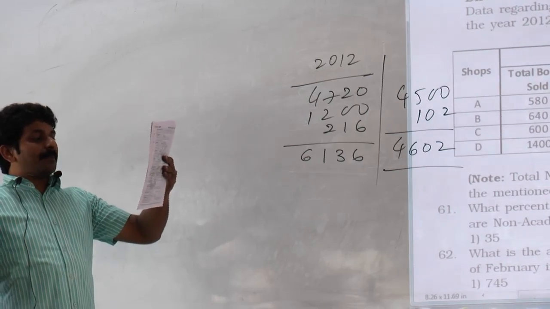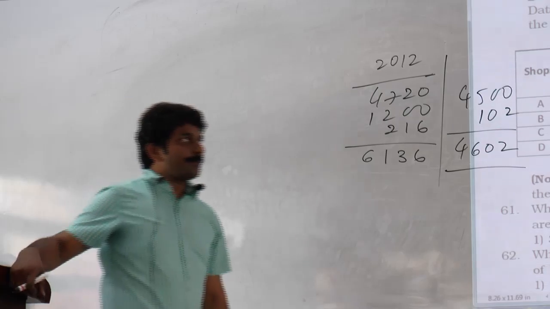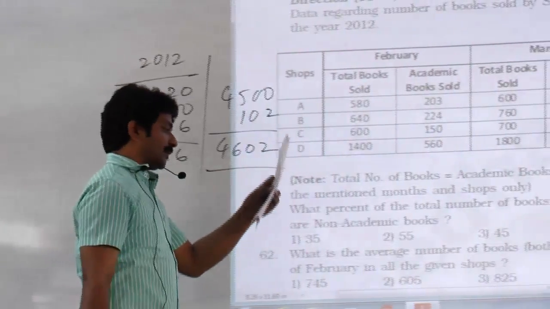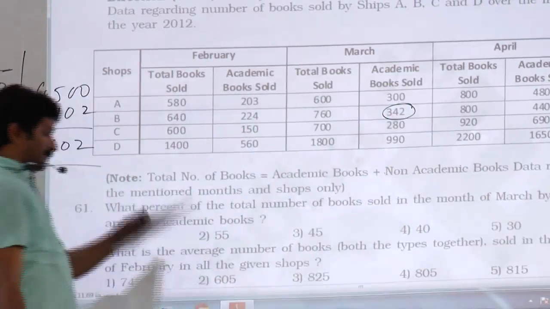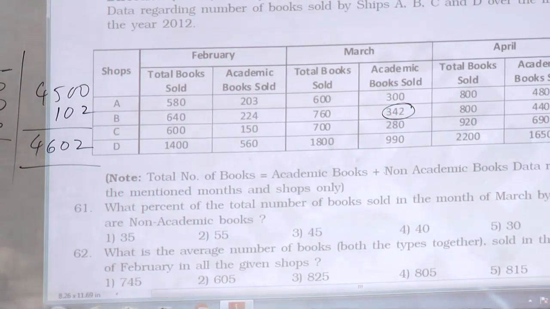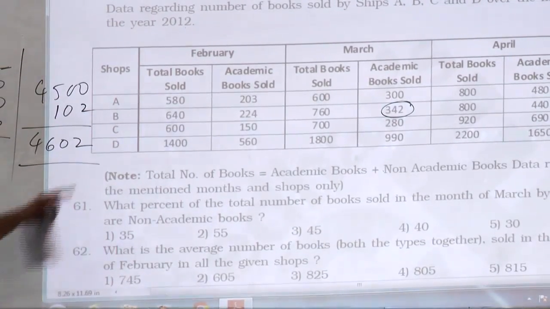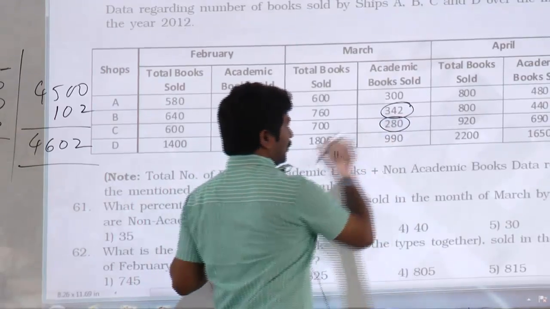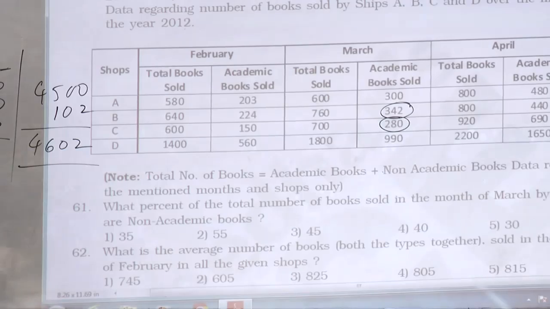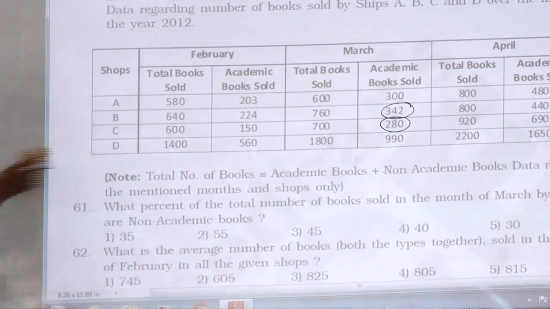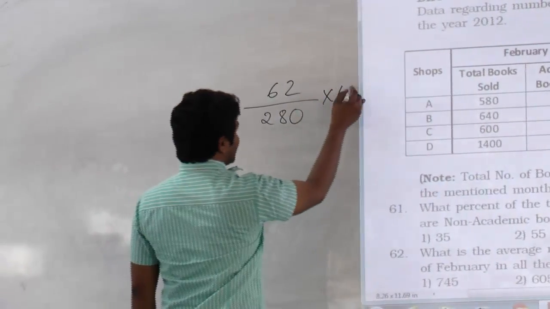Next, 65. Number of academic books sold by Shop B in March. Shop B, March, academic, 342. Approximately what percent more than the number of academic books sold by C in the same month? C in the same month, 280. 342 is how much more than 280? 62. You're asked about percentage, right? So 62 as a percentage with respect to 280. Percentage, right? So into 100.